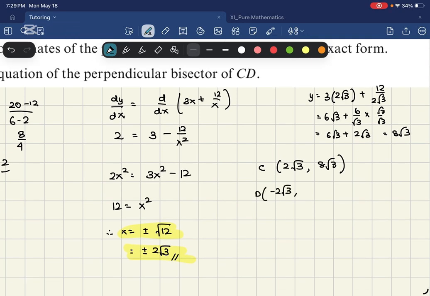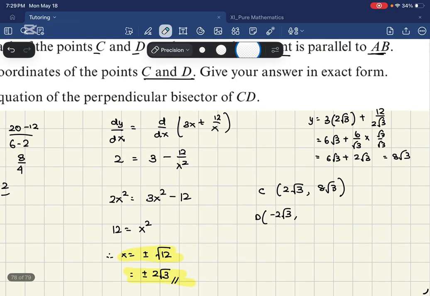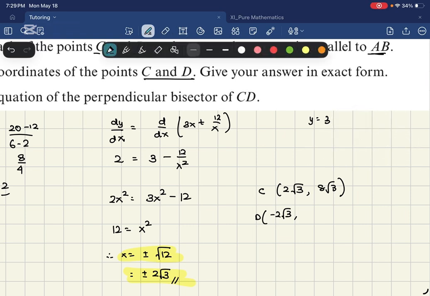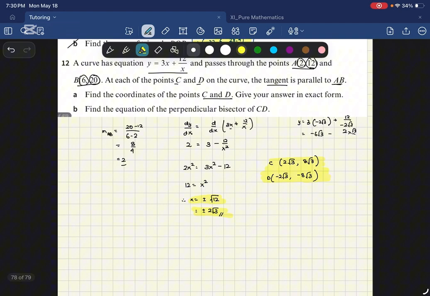Let's say negative 2 root 3 is my point D. All right. Negative 2 root 3. Now, if I substitute negative 2 root 3 into this equation, 3 times x, so negative 2 root 3, plus 12 divided by negative 2 root 3, I am going to get negative 6 root 3 minus 6 over root 3 times root 3 by root 3, and this simplifies to minus 2 root 3. So you are going to get these 2 points for C and D.